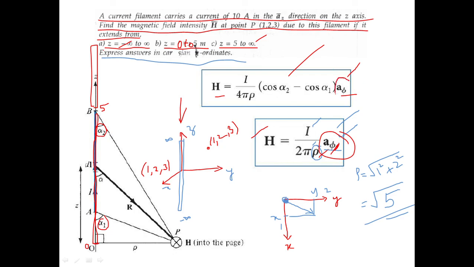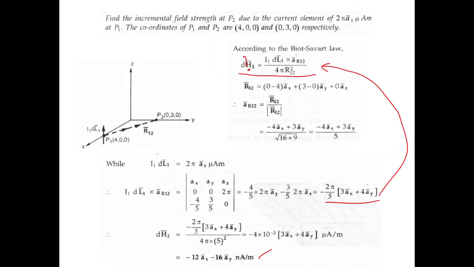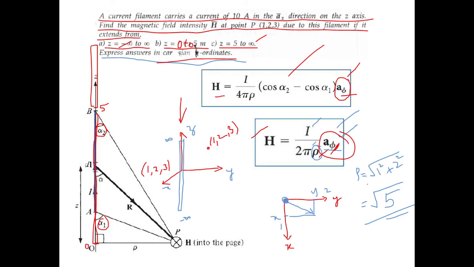Only thing is, whatever answer you get will be with respect to a phi. Since they have asked you to convert that into the Cartesian coordinate system, we have to use this equation and this phi equation, right? So try to solve it by yourself. We'll solve some more problems in the upcoming lectures on Ampere's circuital law, right?